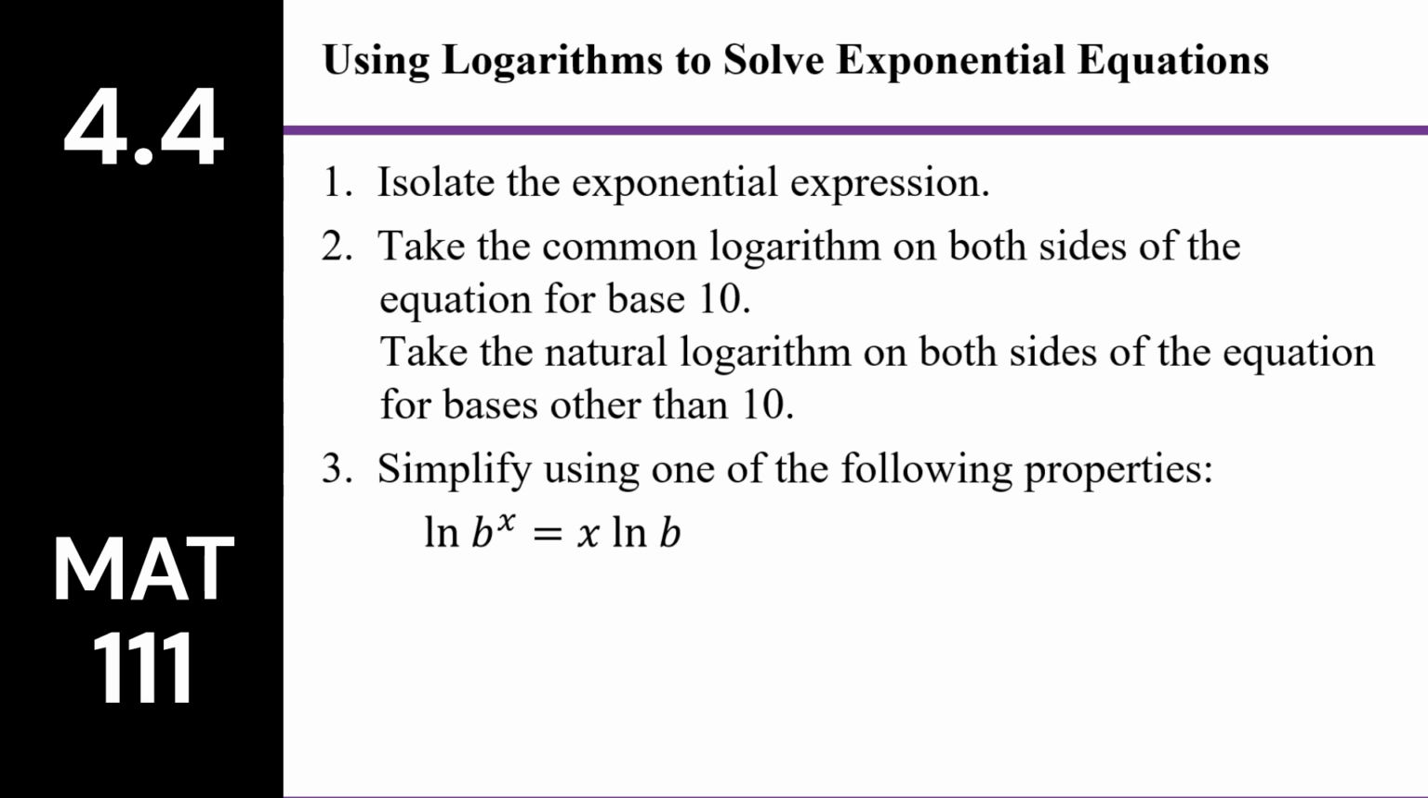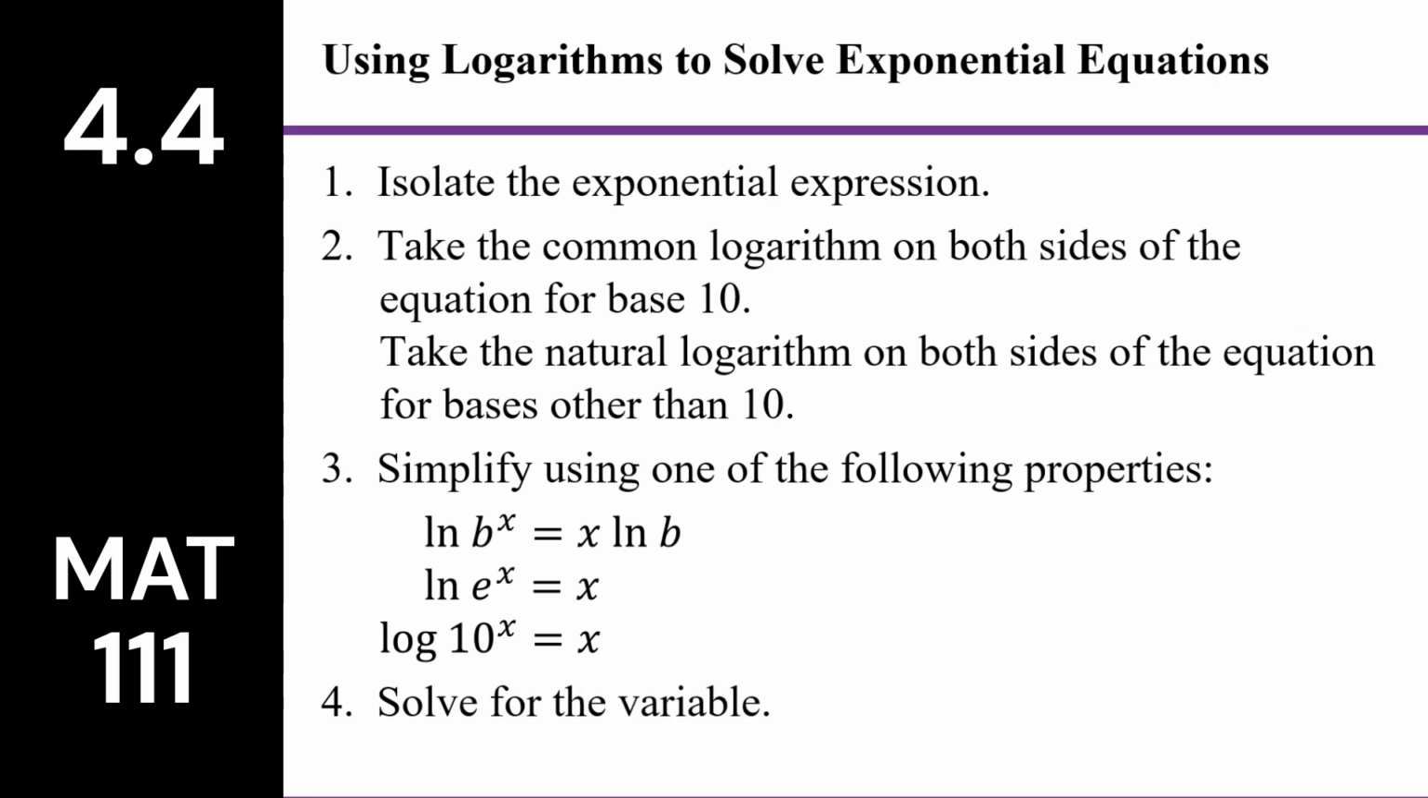The natural log of b to a power, we can bring the power down in front. The natural log of e to a power just gives us the power. And the common log of 10 to a power just gives us the power. After we do that, we solve for the variable.